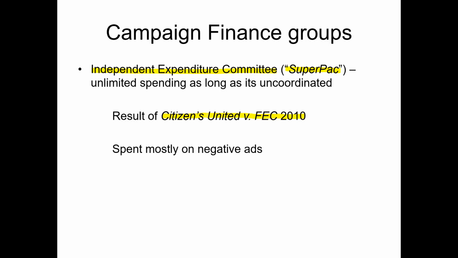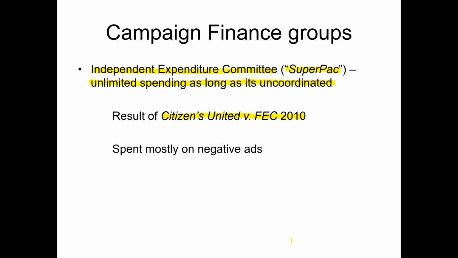This allows for unlimited spending as long as it is not coordinated with the candidate. So if there are people who want a certain candidate to get elected, they can go form their own super PAC and raise that money and spend it on whatever they want, as long as it's not given to that candidate or coordinated in any way with that candidate.